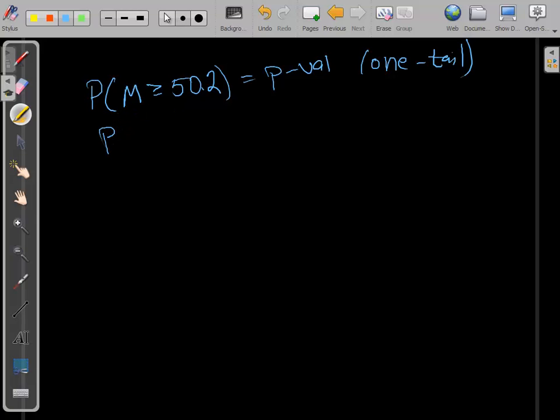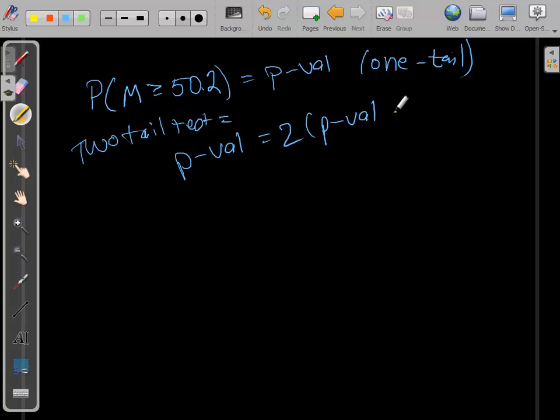What about in the other direction? I'm not going to list it out just yet. Let me clear this. To find the two-tailed test, we're going to double whatever we get here. So for the two-tailed test, the p-value is going to be twice the p-value from the one tail. It's kind of an interesting thing, and it's not helpful to write it out, but I just want you to know.